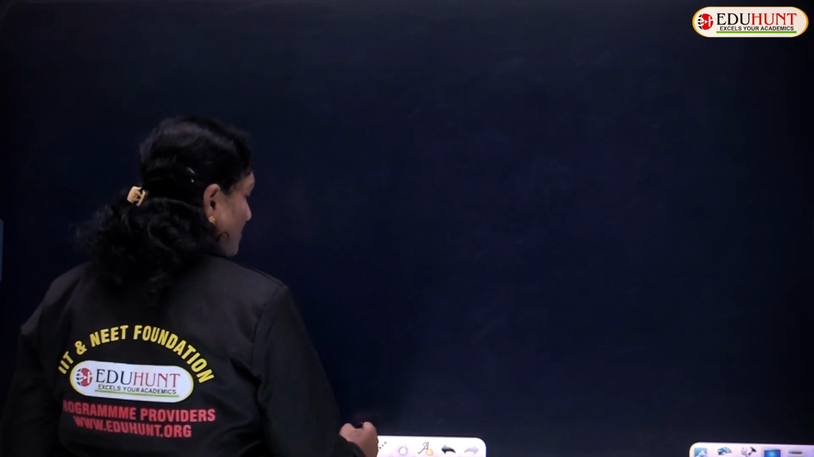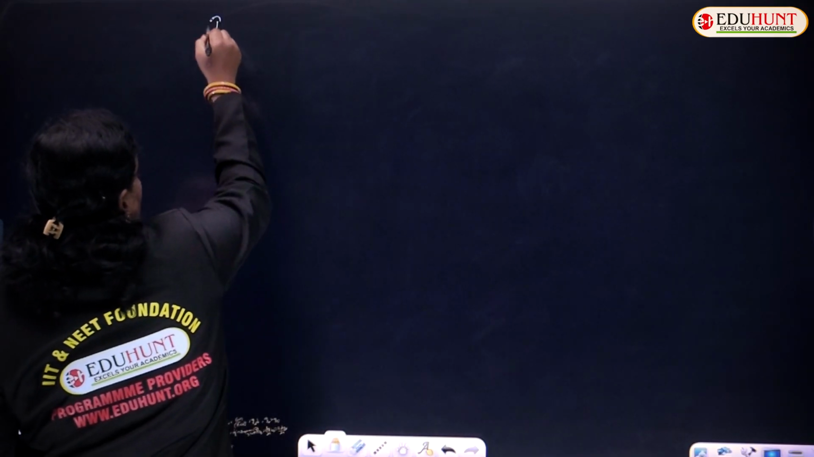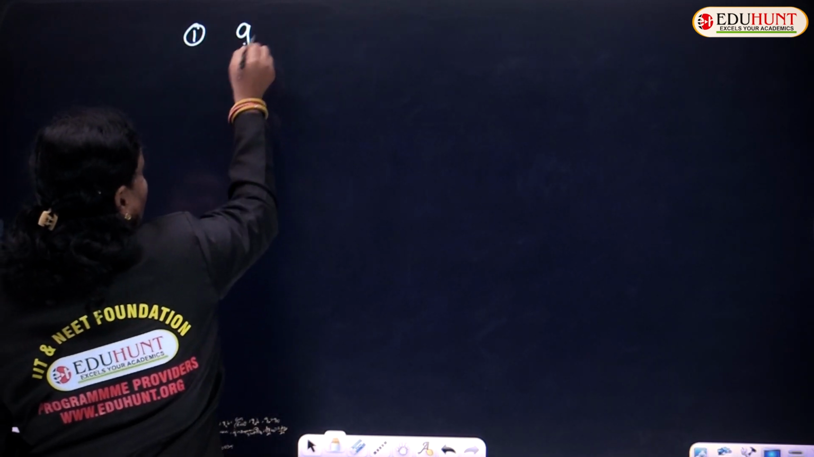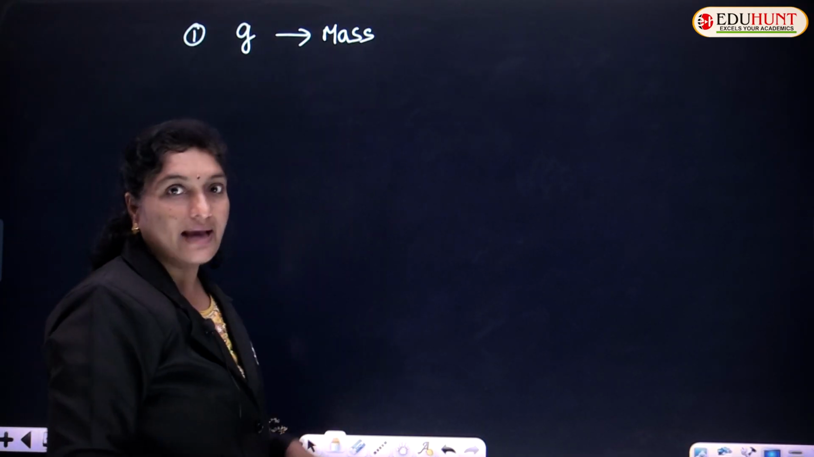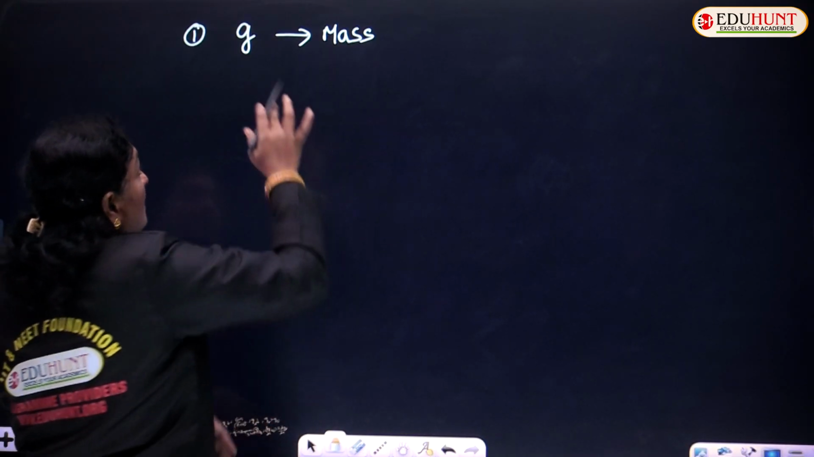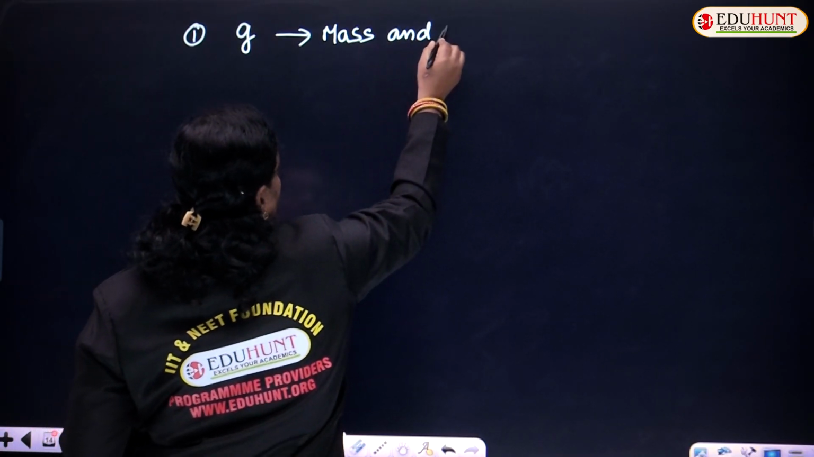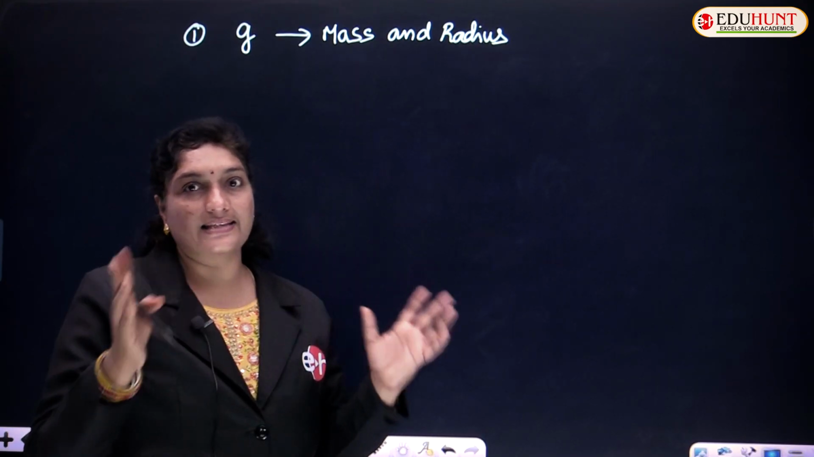So, children, before moving to the next concept, let us recall a few points that we have revised so far. First of all, the value of acceleration due to gravity. So, what was the first thing we discussed, children? The value of acceleration due to gravity depends upon the mass of the earth. I am considering acceleration due to gravity on the surface of the earth. So, it depends upon the mass of the earth as well as the radius of the earth.